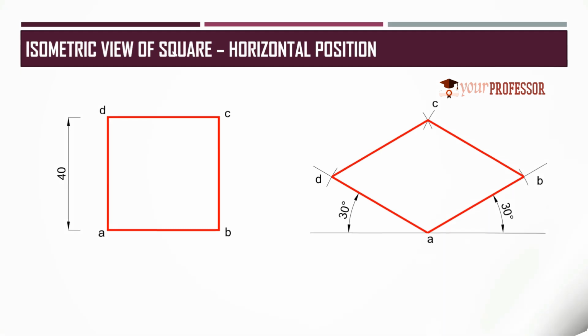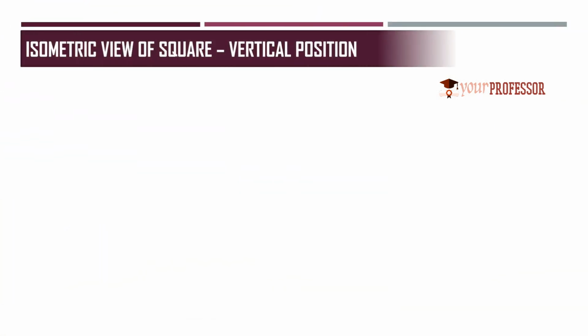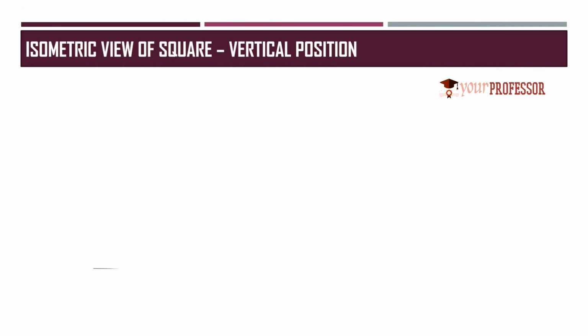Let's see isometric view of square in vertical position. So I am considering the same square of dimension 40 mm. So for the same square I am going to construct isometric view of square in vertical position, right? So first consider horizontal line like that. From point A, so I am starting with point A. From point A, draw a vertical line whose length is equal to 40 mm. So we know the dimension of square is 40 mm, right? Nothing but side length. So draw a vertical line whose length is equal to 40 mm.